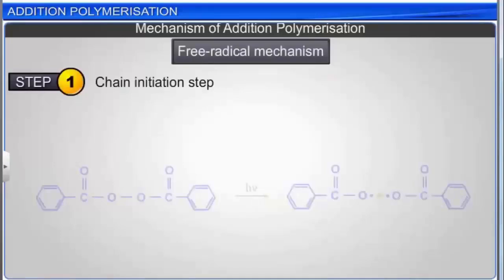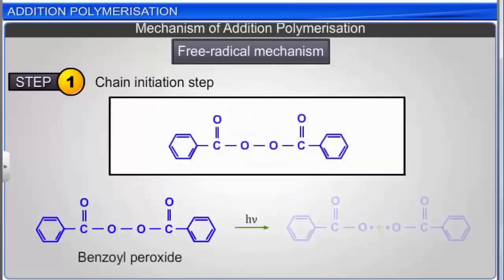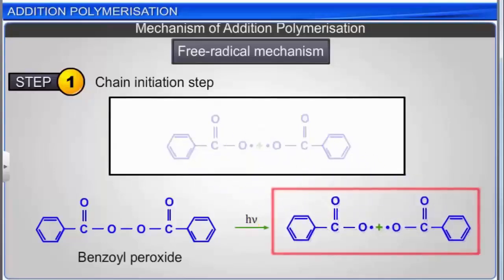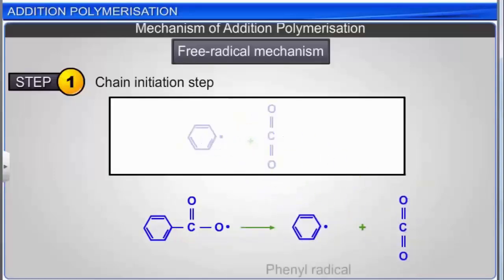It starts with a chain initiation step, which actually occurs in several stages. First, a free radical generating initiator decomposes in the presence of light to form free radicals. For example, a molecule of benzoyl peroxide undergoes homolytic fission on exposure to light to form two free radicals. The free radicals then break down further to form a phenyl radical and carbon dioxide.